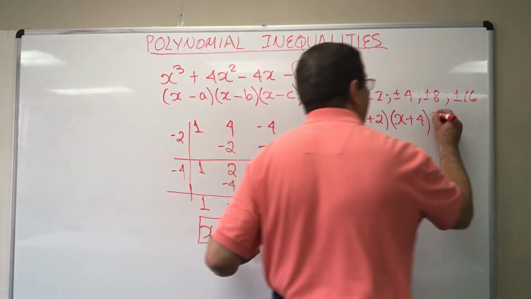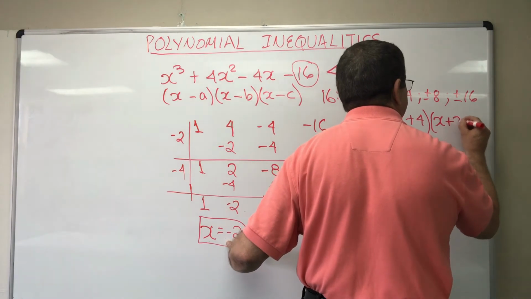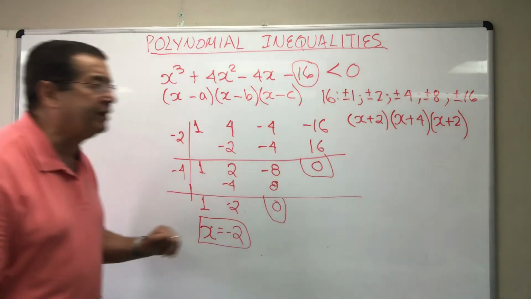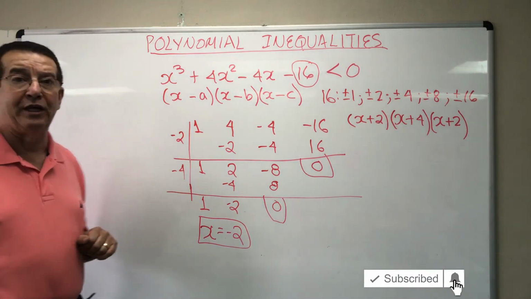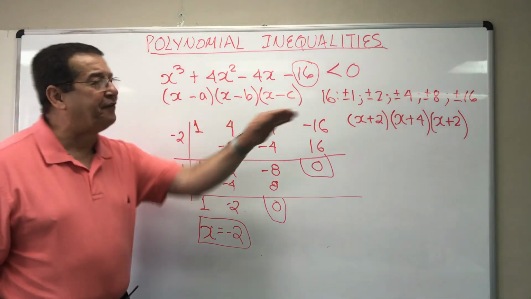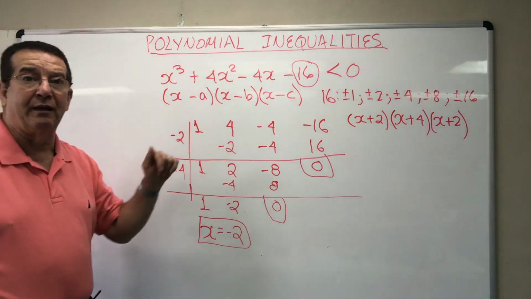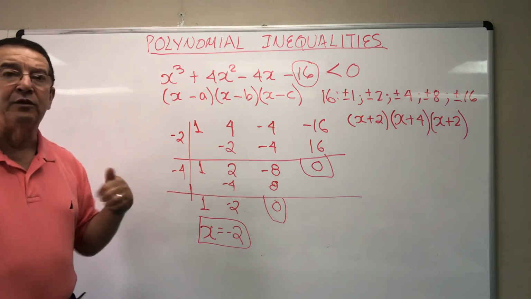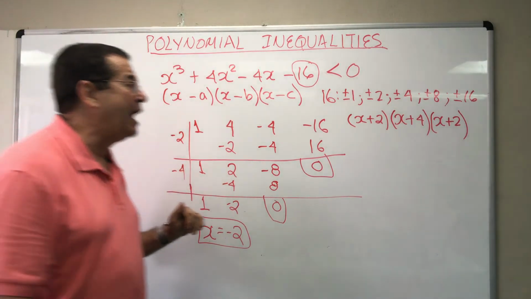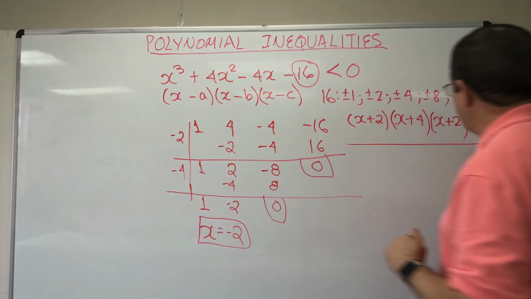And now here is x plus 2. Now I factor my polynomials. I do the factorization of my polynomials. Now I have 3 factors, and I'm going to create a table similar to the table of the first exercise to find the final solution.